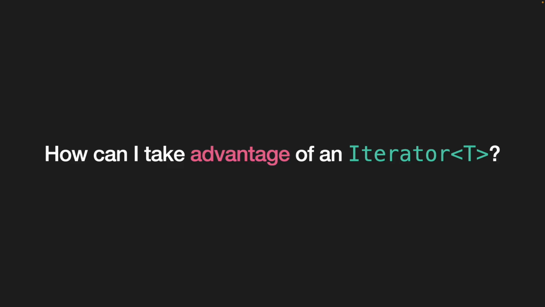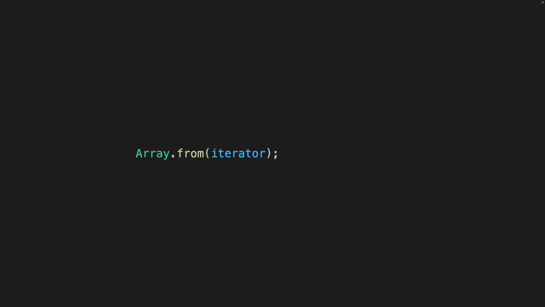But how can I take advantage of an iterator even? It's a good question. Iterators can of course also be transformed back to arrays if you prefer working with arrays, for example by just doing Array.from(iterator). But usually iterators are used when you have a big amount of values and you don't want to pull out every value at once.